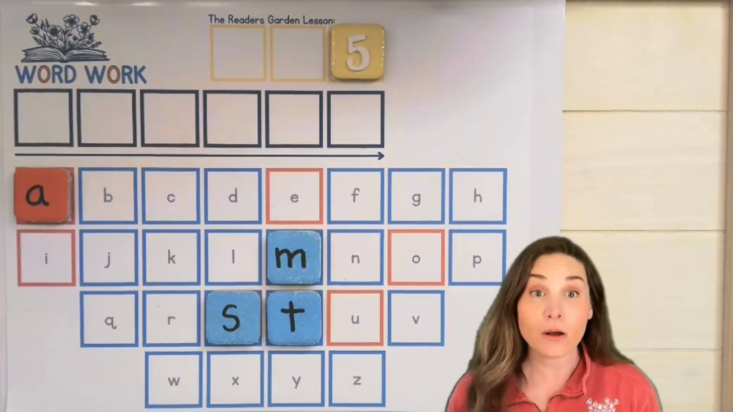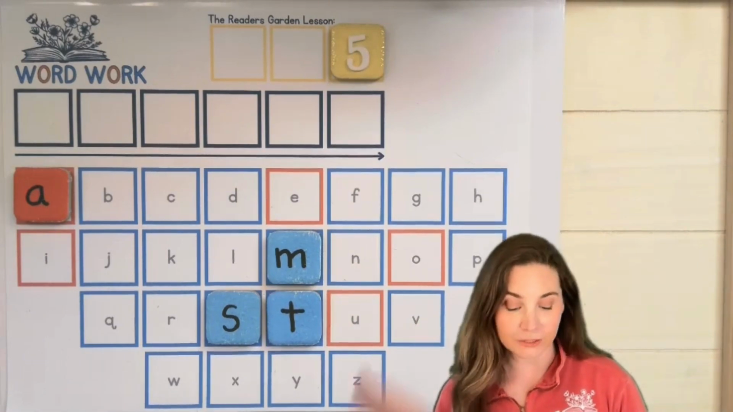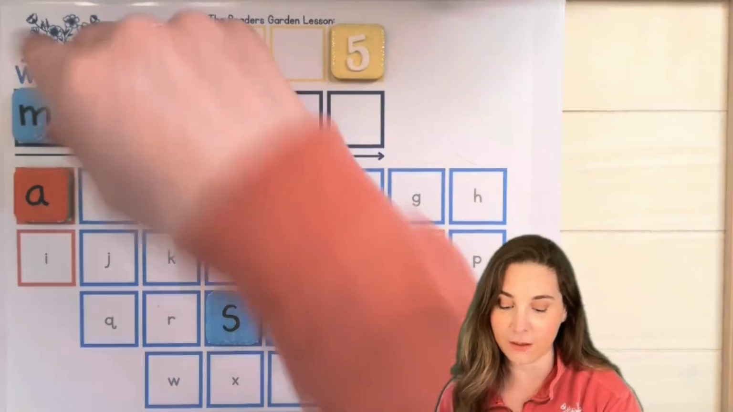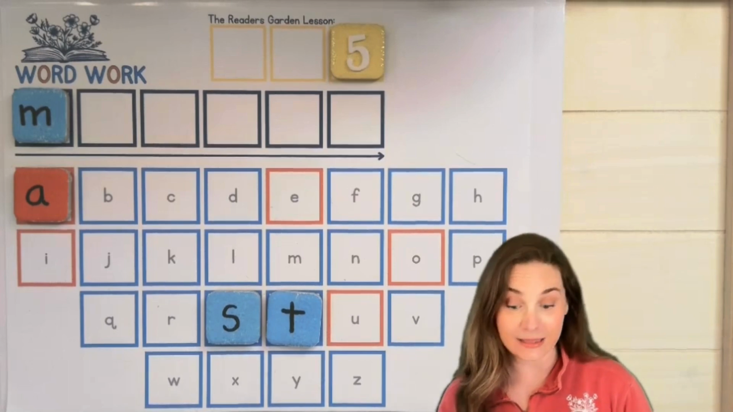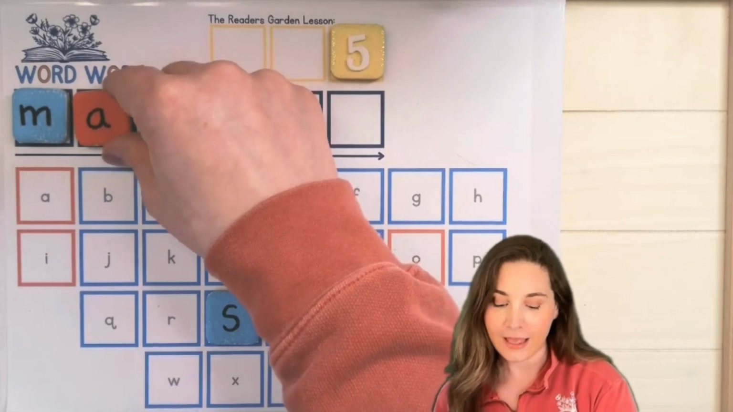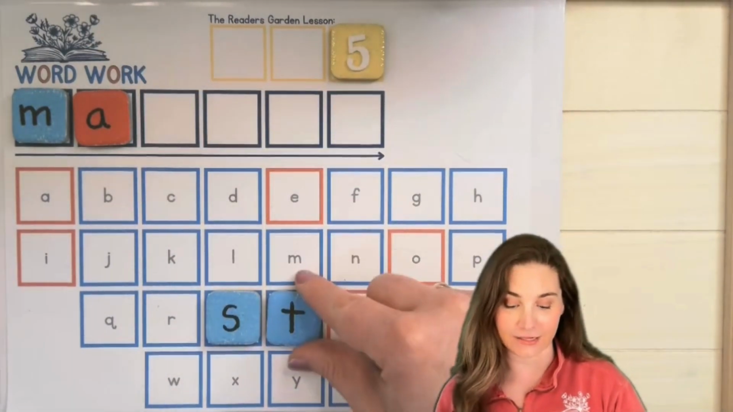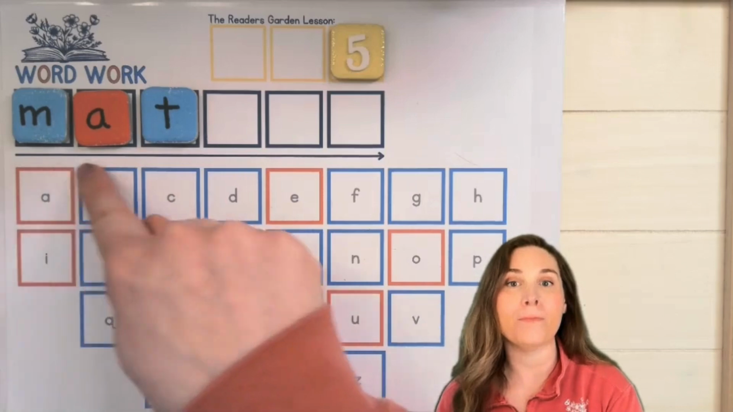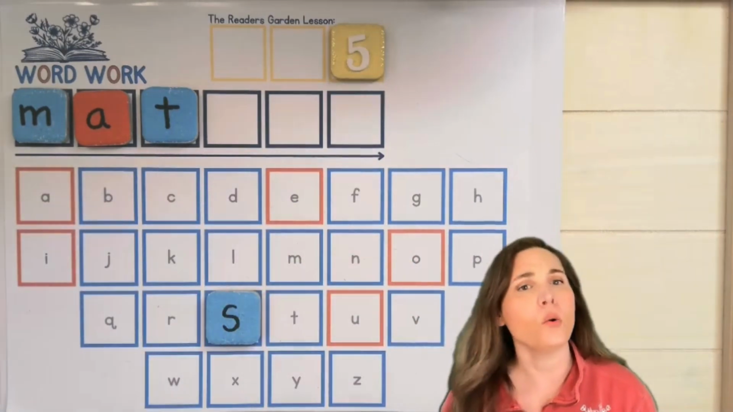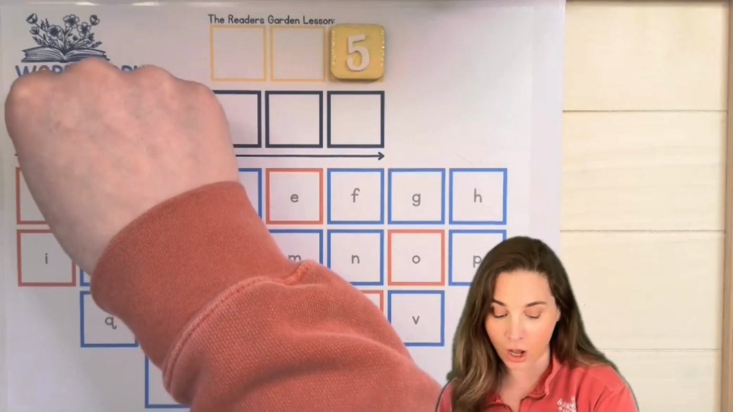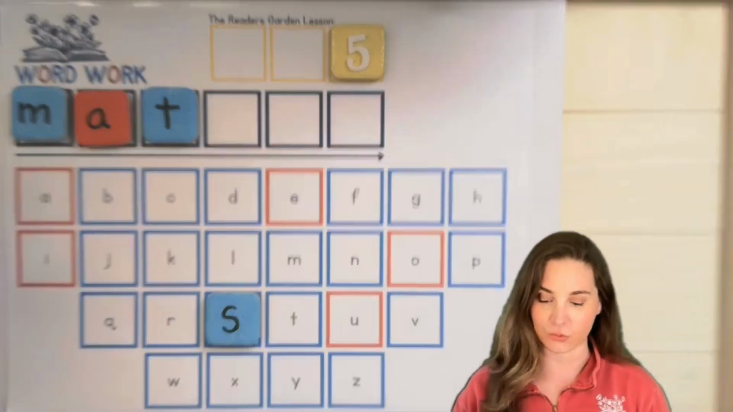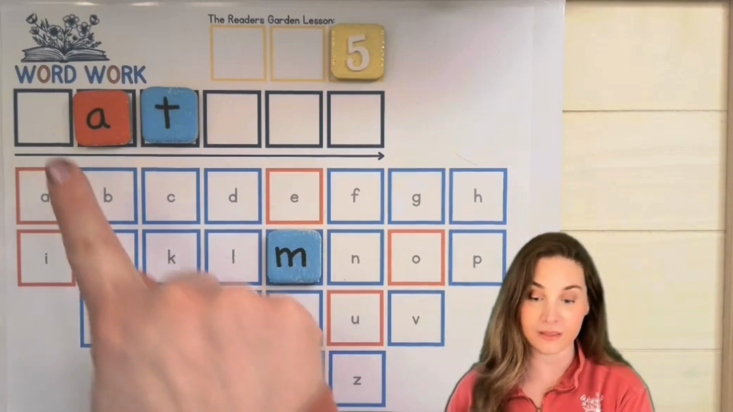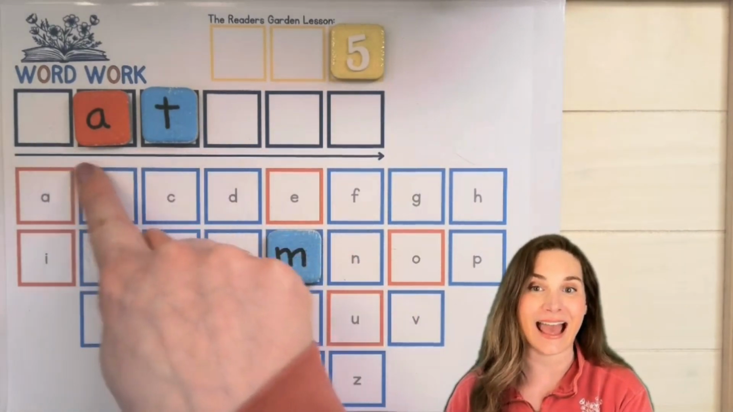Very good. Now I would like you to make another word. Please take the letter M and bring it up to your working space up top. Now take the letter A and put it next to the M. And please add the letter T at the end of the word. Let's read the word together. Mat. Now, what would happen if I took the M off and put it back down below? What am I left with? I'm left with at.